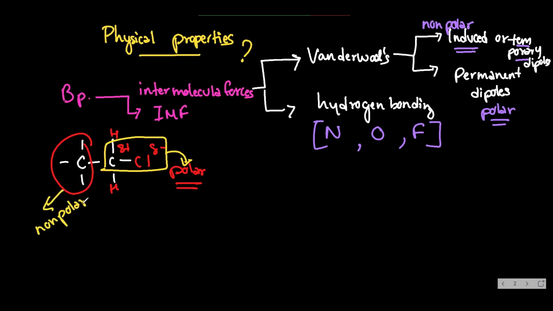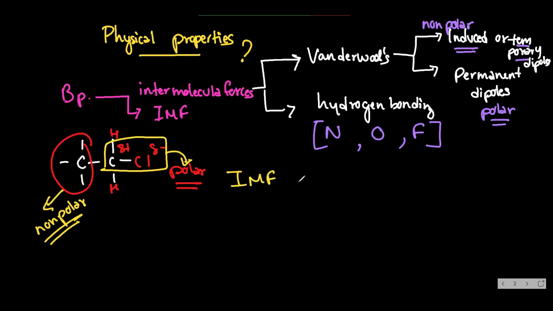So if you have nonpolar edges, what will you get? You will get induced or temporary dipoles being set up. However, due to their polarity, they'll also have permanent dipoles being set up. As permanent dipoles and more induced and temporary dipoles are set up, it's going to have a very strong intermolecular force of attraction. So other than alkanes and alkenes, halogenoalkanes will have a really high boiling point.